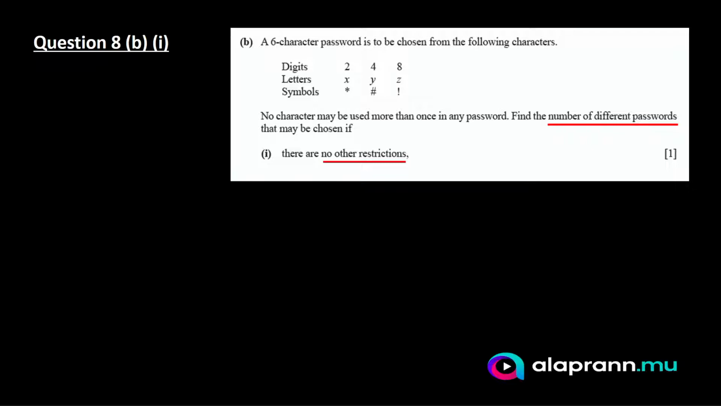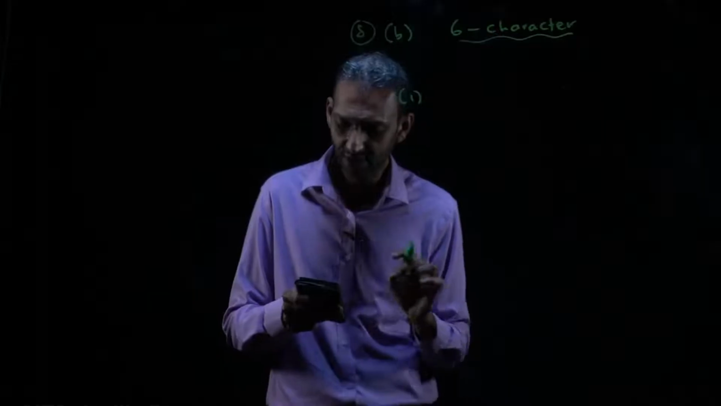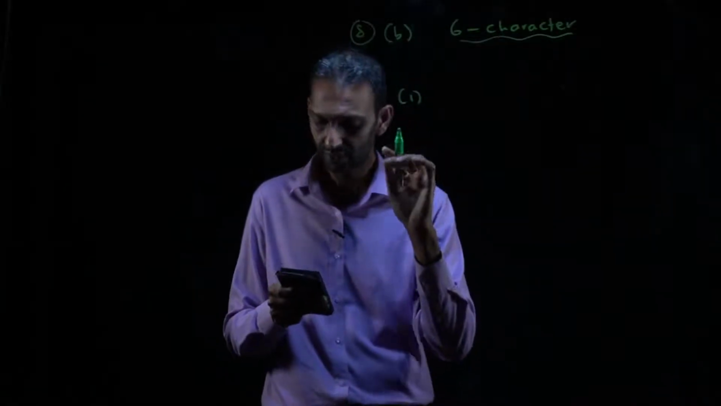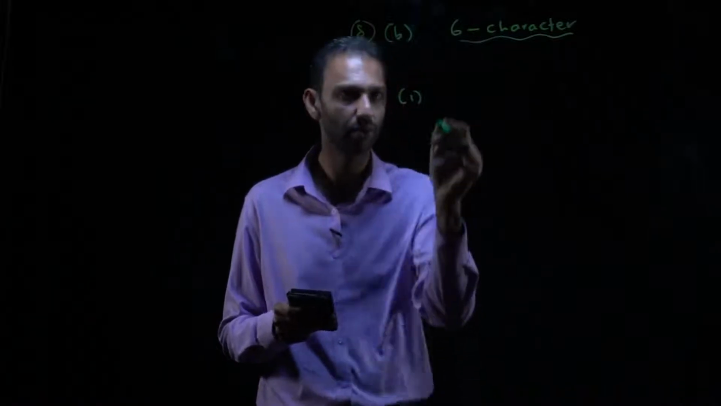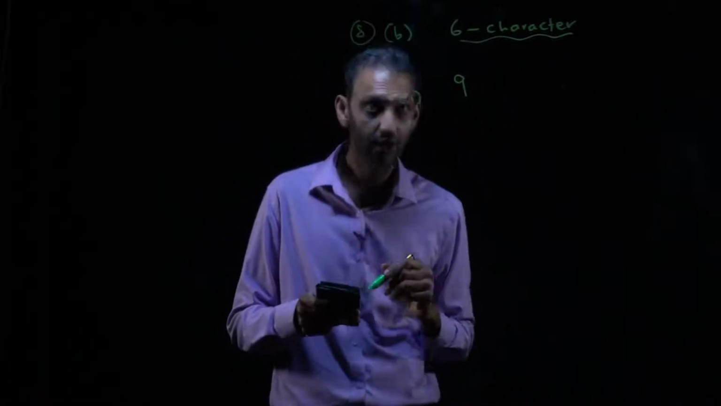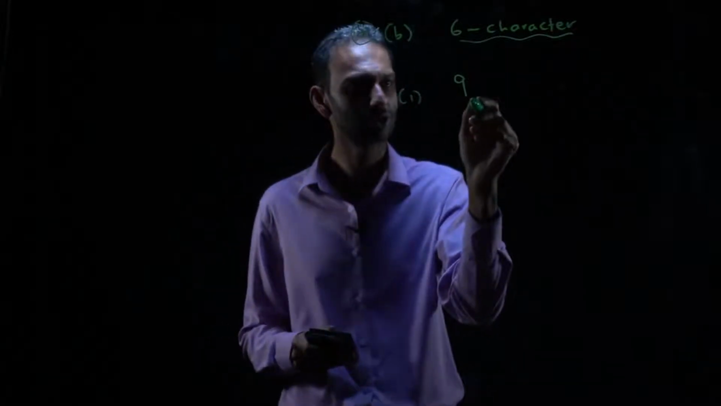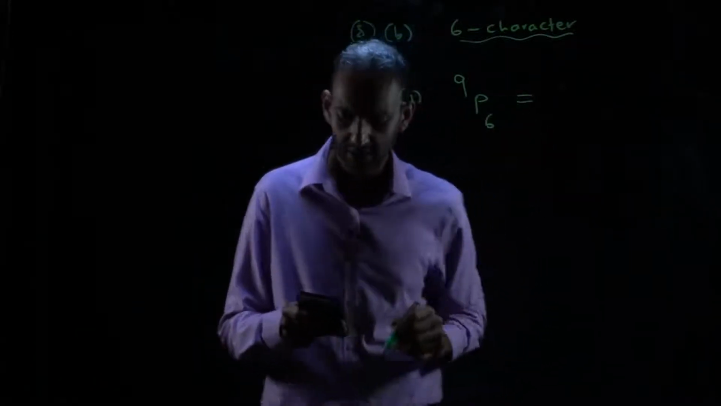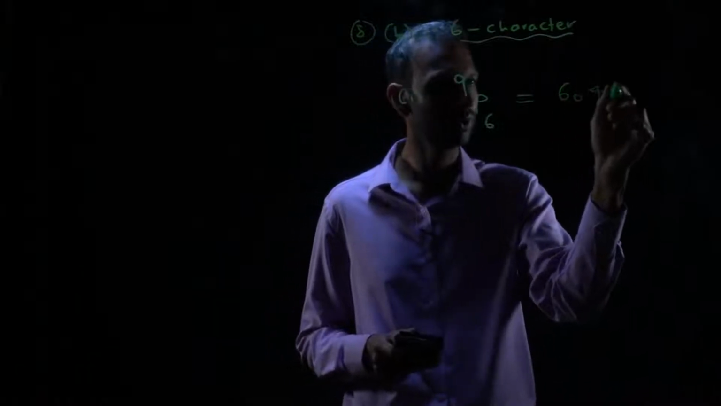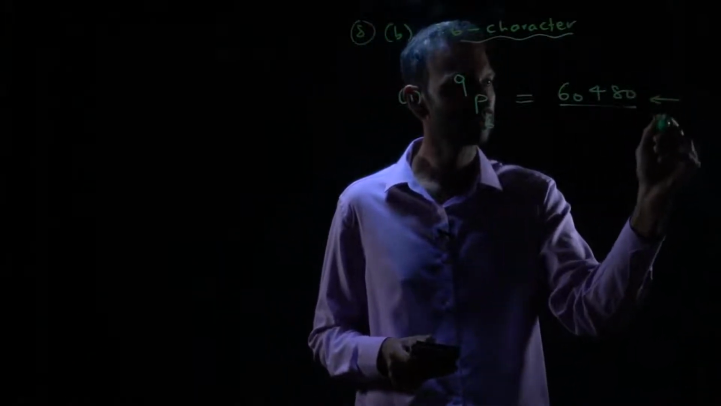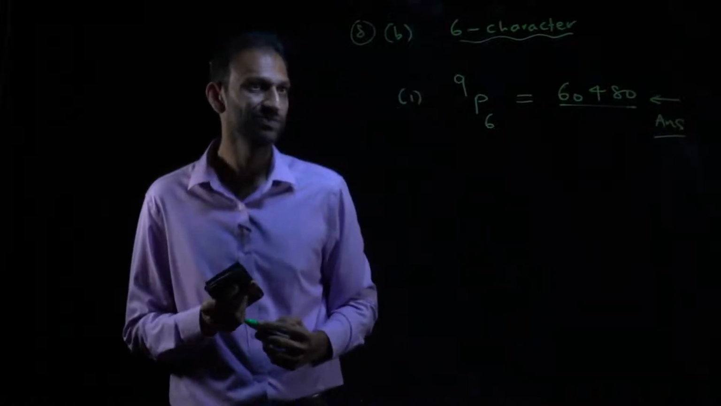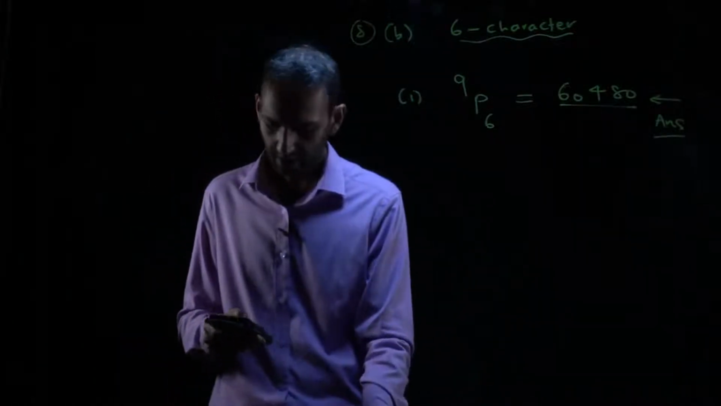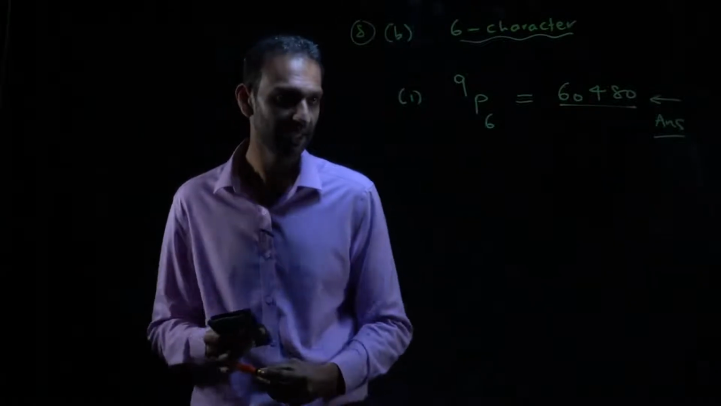Find the number of different passwords, basically find the number of permutations that may be chosen if there are no restrictions. Very easy. If you count the total number of digits, letters, and symbols, we have 3 digits, 3 letters, 3 symbols. So the total is 9. We need a 6-character password, so 9P6, calculator, that should give you 60480 as answer. Simple problem. Let us now deal with the second part, B second part.